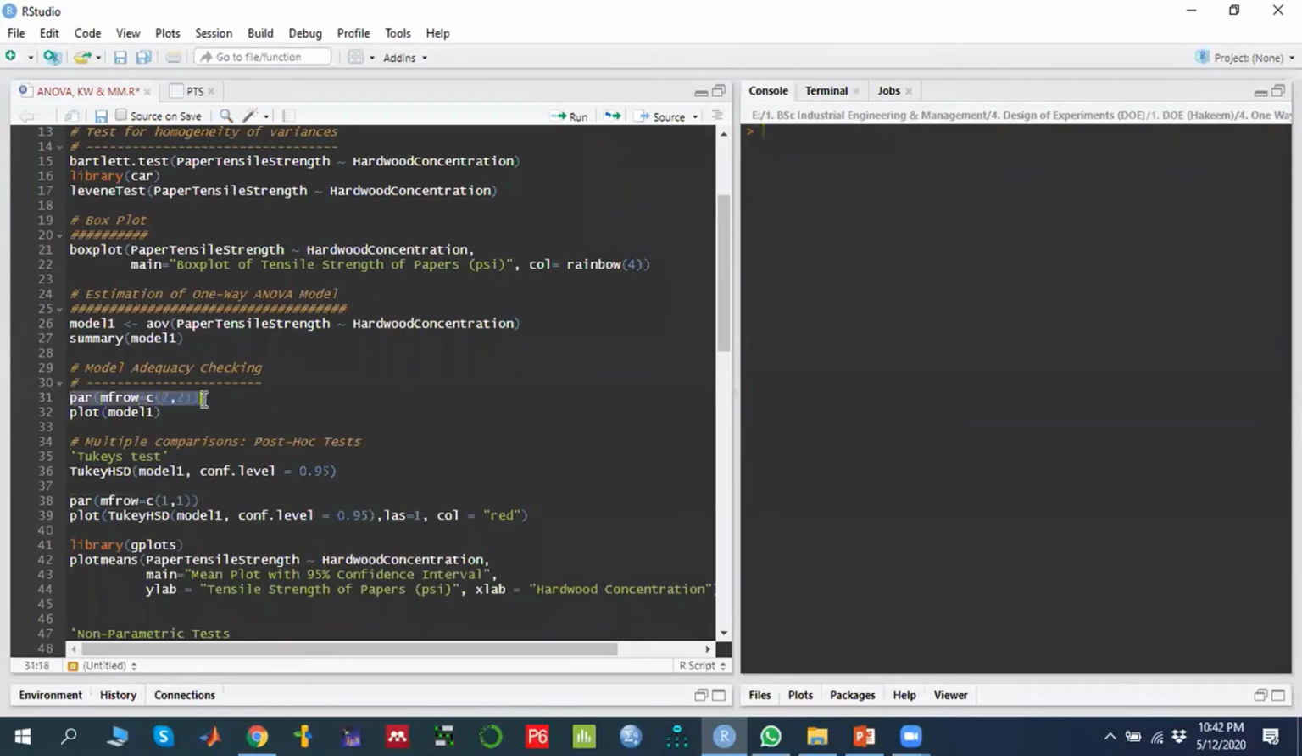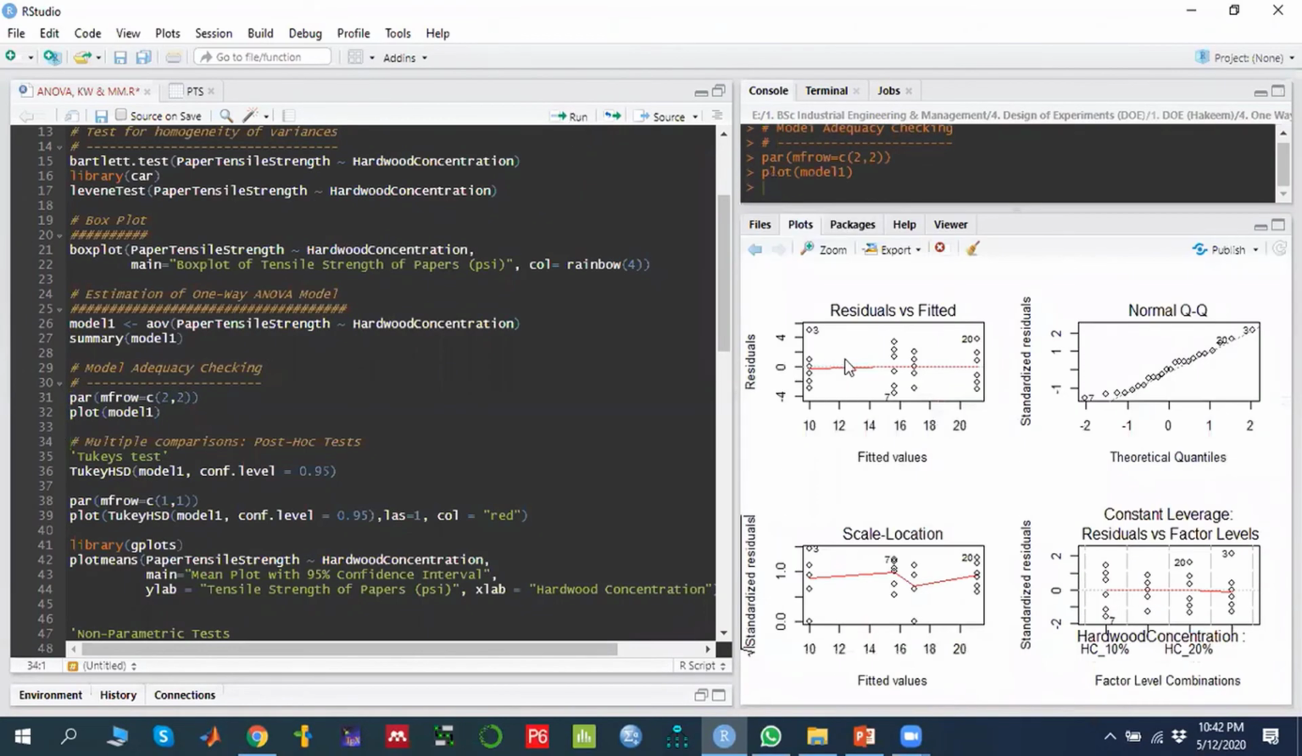with the help of this line, what we are doing is partitioning the page in 2 by 2. 2 by 2 means 2 rows, 2 columns. I run this command and then I will run this plot. So this is 2 rows, 2 columns. If I write 1 comma 2, it might give us an error because we need 4 spaces for these graphs. So this is basically the residual as well as the fitted value.